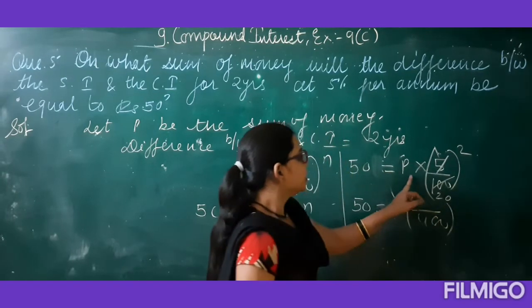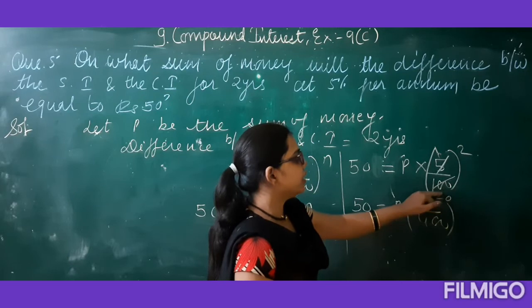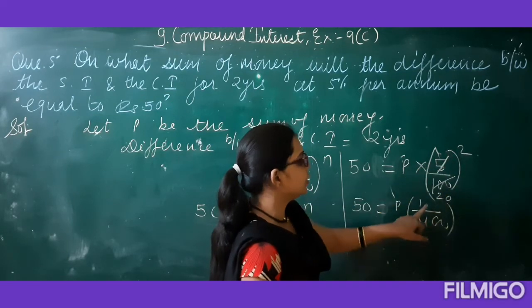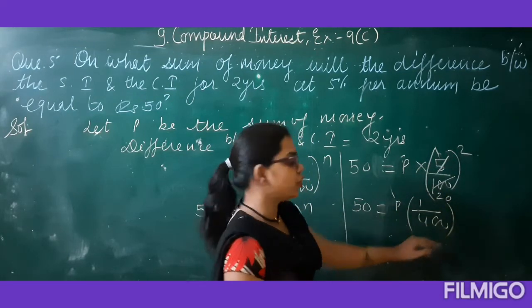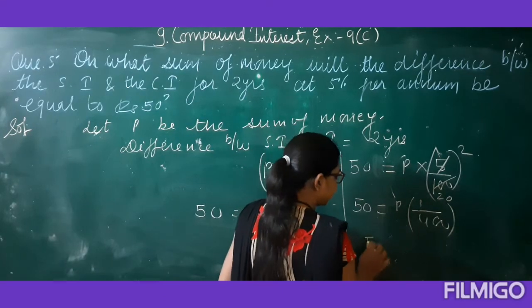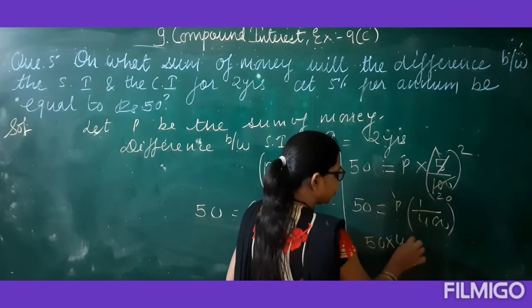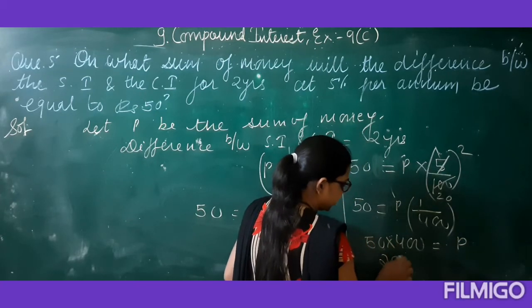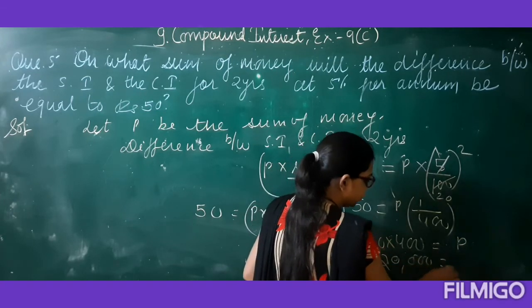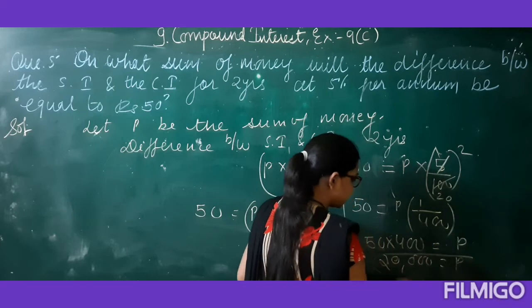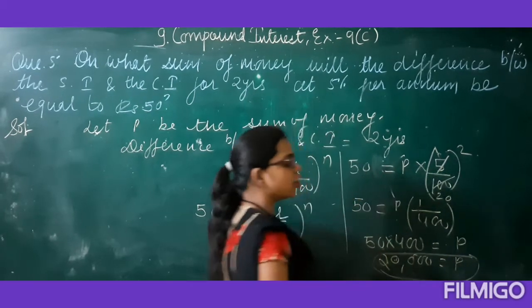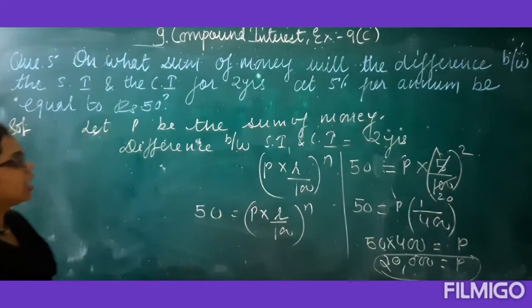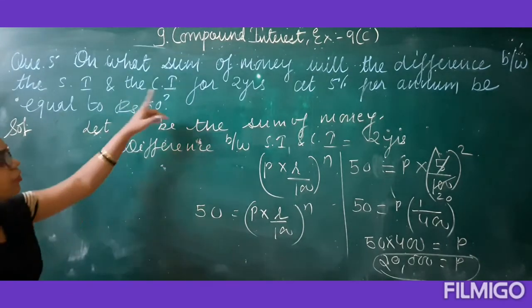So 50 equal to P into (5 by 100), which is 1 into 1 is 1, 20 into 20 is 400. Cross multiply, you will get 50 into 400 equal to P. 5 fours are 20 and this 3 zeros. That is the value of P here. So the sum of money is how much? 20,000.